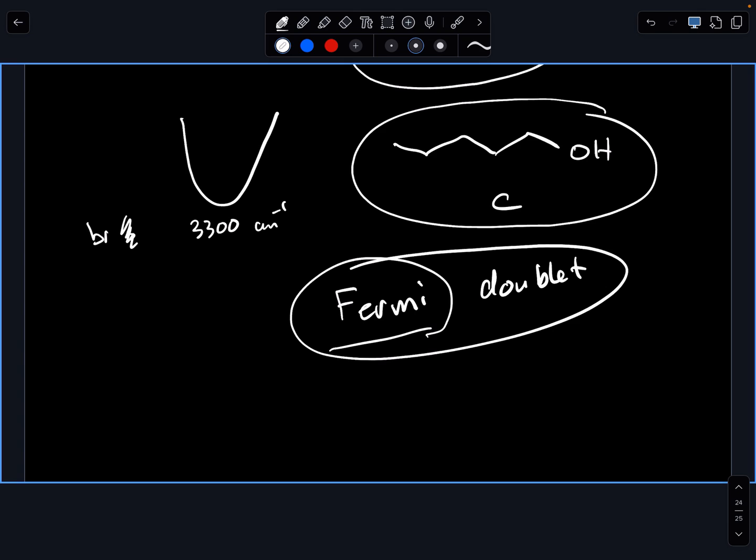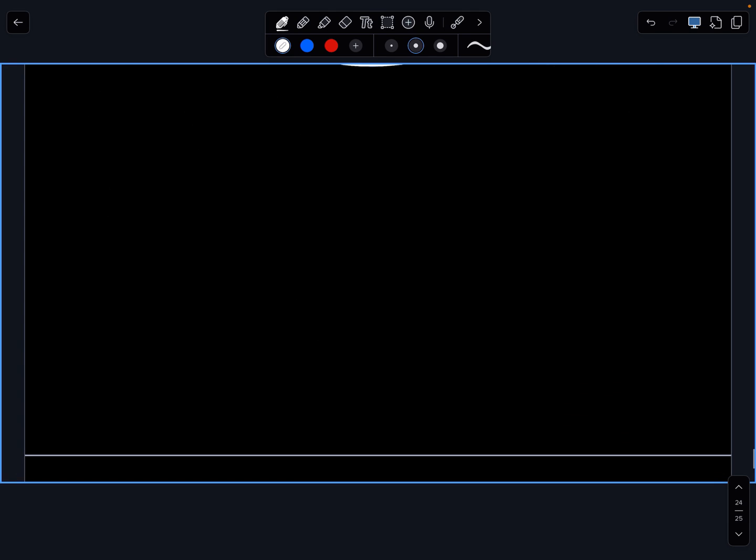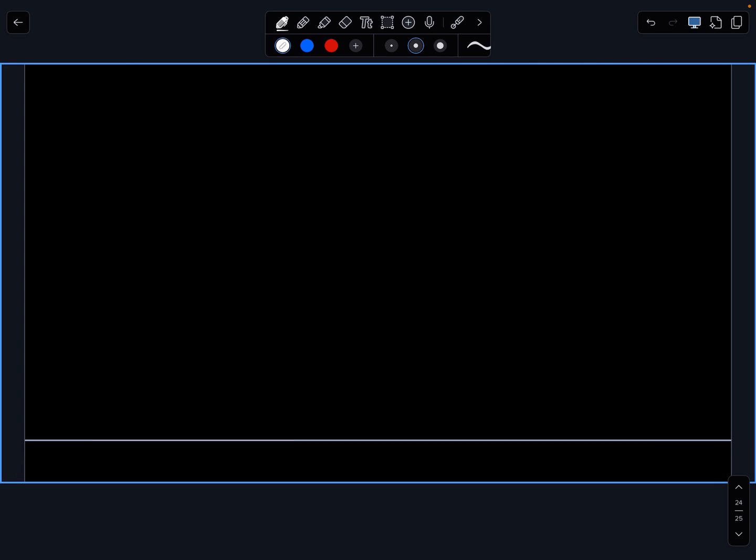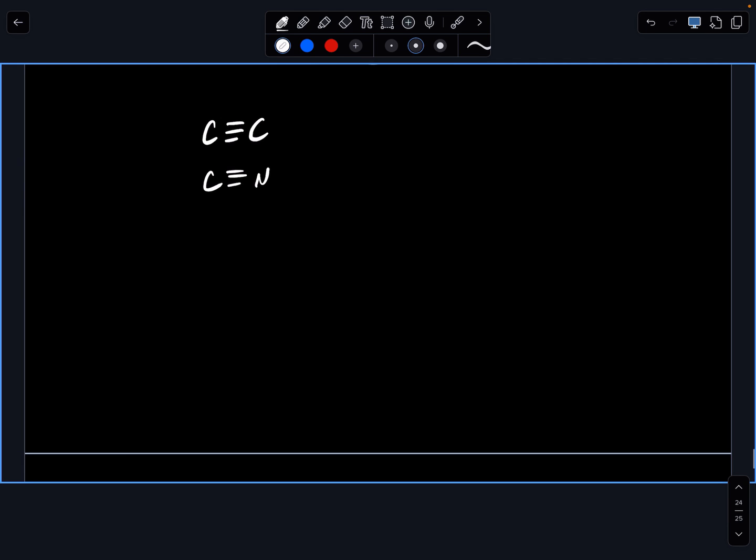How do we tell the difference between a nitrile and a carbon-carbon triple bond? Good question. A carbon-carbon triple bond and a carbon-nitrogen triple bond come in the exact same place, so you can't tell the difference by position. This is the difference: CN triple bonds typically are quite strong because the size of the peak is related to how polar that bond is. So a CN bond is much more polar than a CC bond. That's not that helpful though, right?